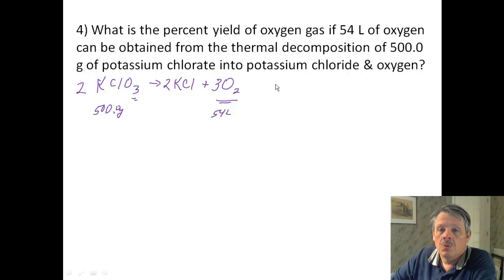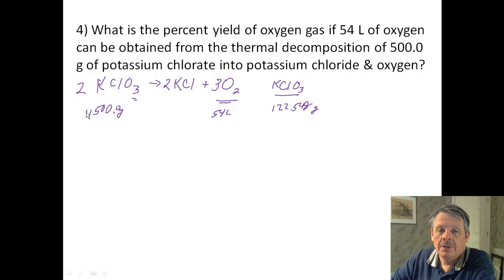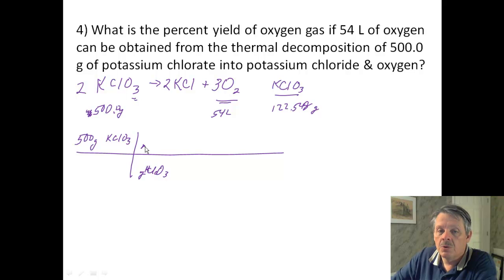Okay, so what's KClO3? Well, if I do the math and figure out the mass of KClO3 per mole, it's 122.548 grams per mole. All right, let's go ahead and do the math then. We start with 500 grams of KClO3. We have to get rid of grams of KClO3. We have to go to moles of KClO3. And then we have to go from moles of KClO3 to our target destination.